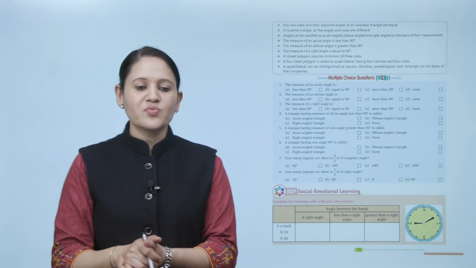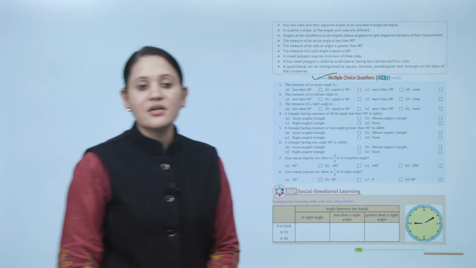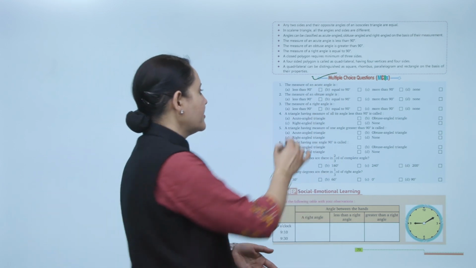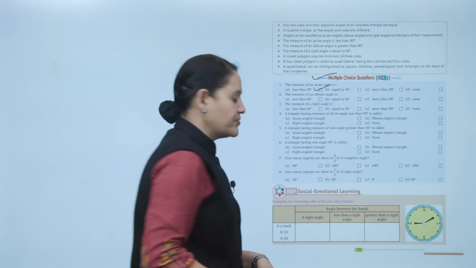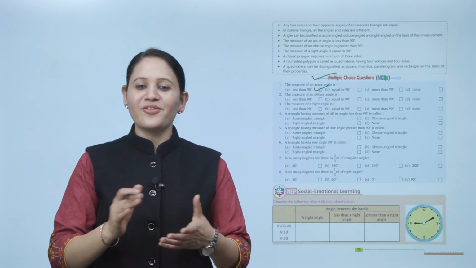Next is multiple choice questions. The measure of an acute angle is less than 90 degrees. So A is the correct option. So here we end the chapter. I hope you understand it well. Now you have to practice it.